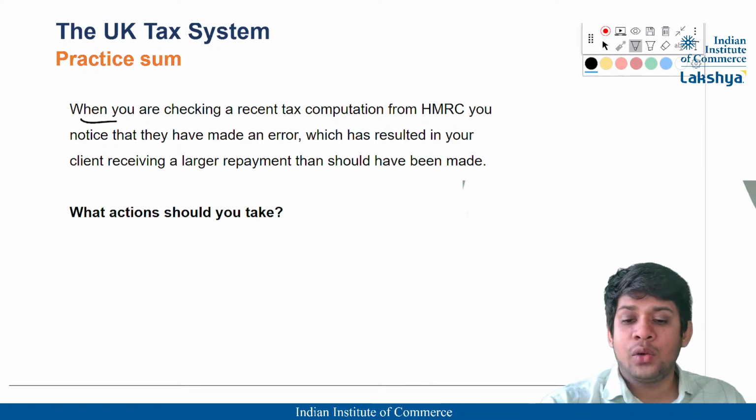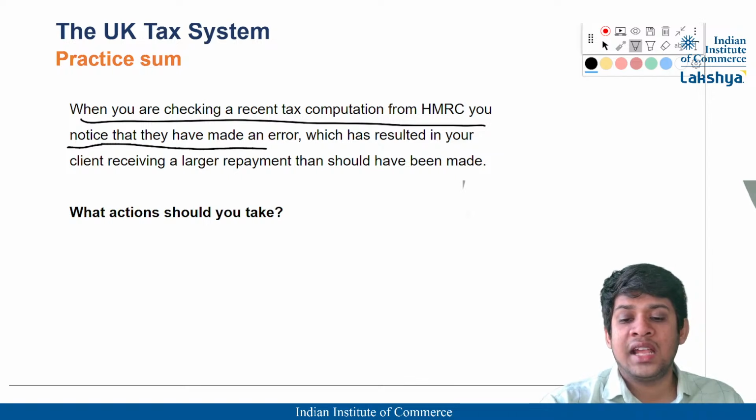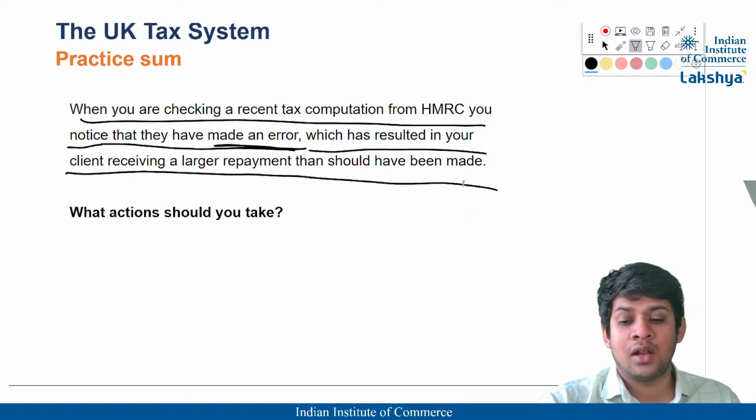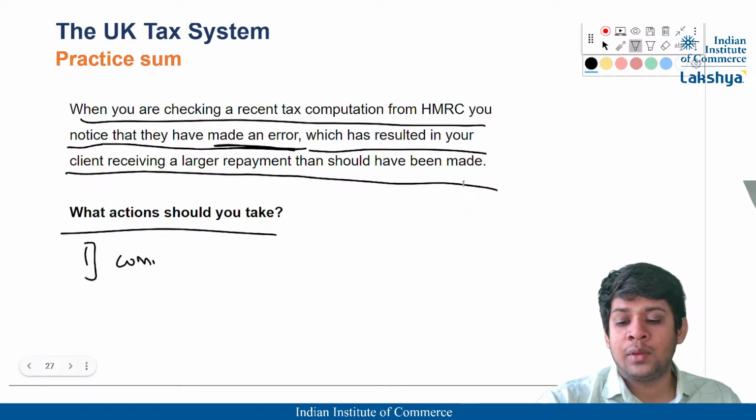Okay. Now, when you are checking a recent tax computation from HMRC, you notice that they have made an error. Okay, which has resulted in your client receiving a large payment that should not have been made. What actions will you take? Firstly, I will actually communicate with the client.